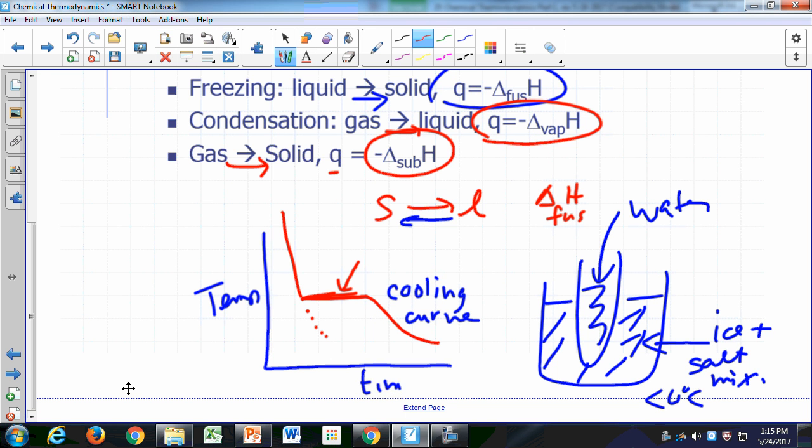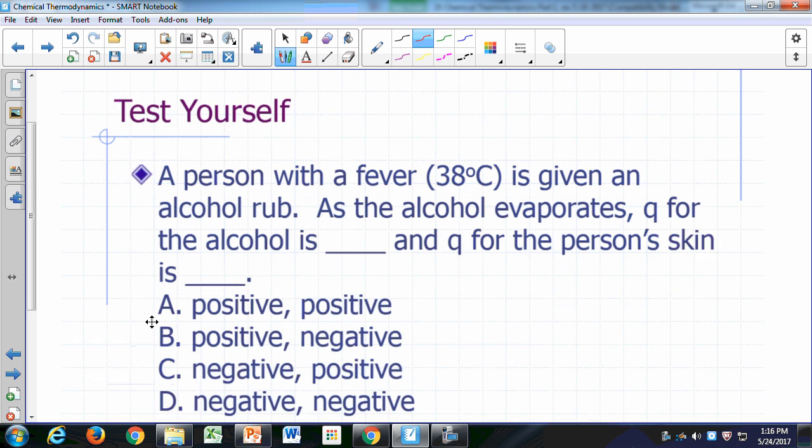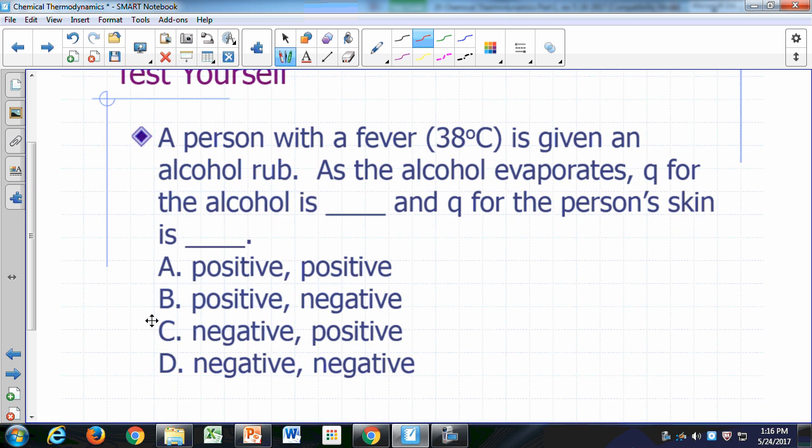So let's look at a couple of questions here dealing with that concept. A person with a fever, 38 degrees Celsius, where normal body temperature is around 37. So let's say you have a person with a fever, you give him an alcohol rub, and the reason you do that is to make the person cool down. As the alcohol evaporates, what's the value of Q for the alcohol, and what's the algebraic sign of the value of Q for the person's skin?